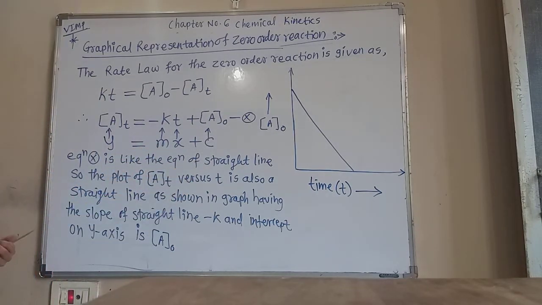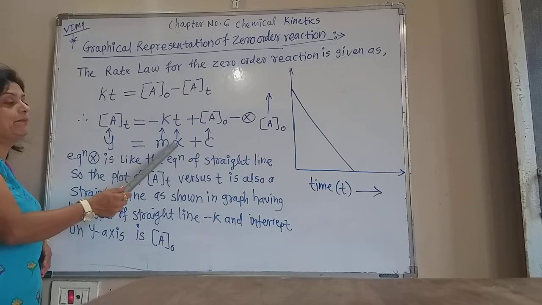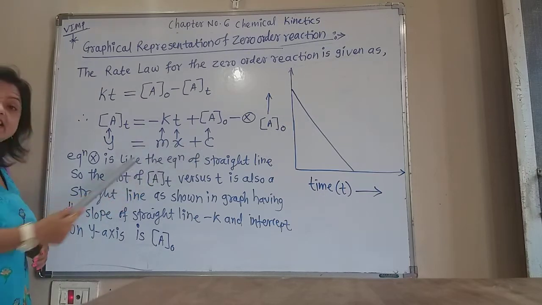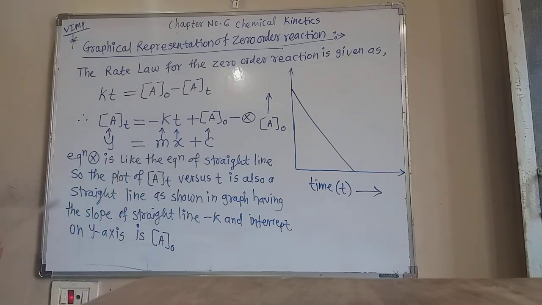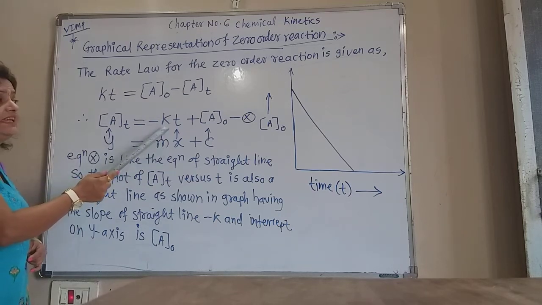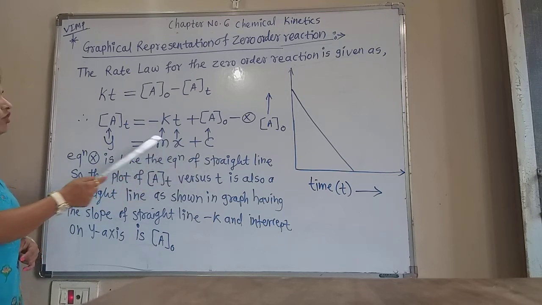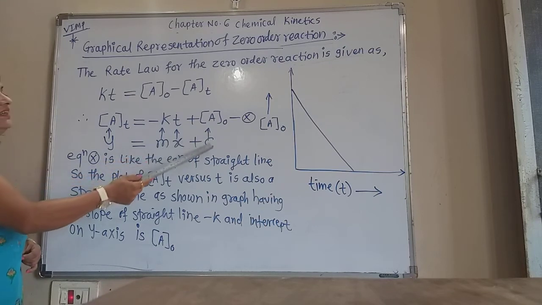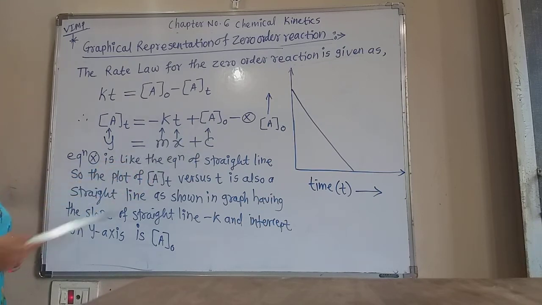Now if we compare this equation with the equation of a straight line, which is y is equal to mx plus c. Here in this equation of straight line, m is the slope and c is the intercept. If we compare this, then what becomes? y is equal to At, slope is minus k, and on the x-axis there is the time, and on the y-axis there is the concentration, and this is the intercept A0.